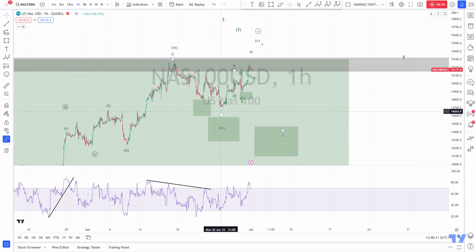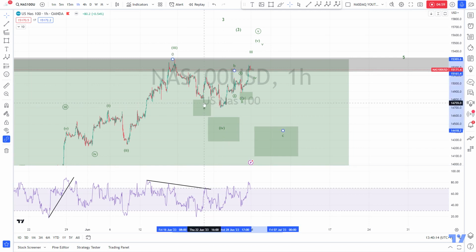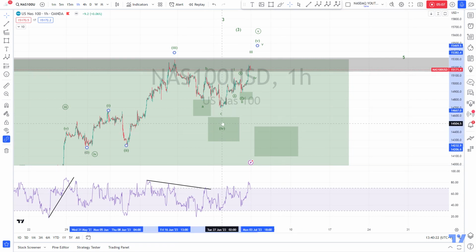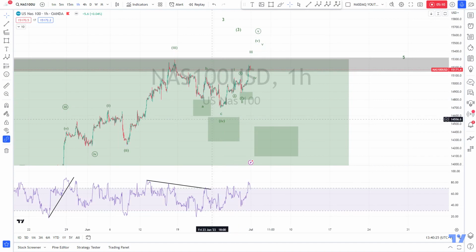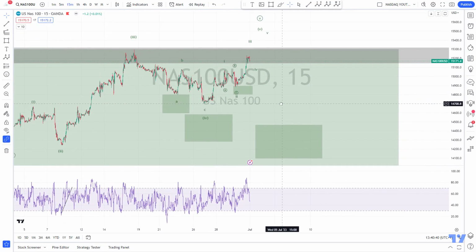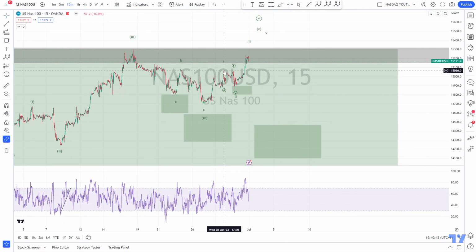So now I will update my charts. It looks like we are doing this. So this was the ABC, this was our 4. Unfortunately, we did not reach this area to go long, but we could enter here. We had the first wave 1 up. Let me zoom in to the 15 minutes to make this more clear. So we had the first wave 1 up, we had our ABC pullback, and this is our wave 2 to the downside.